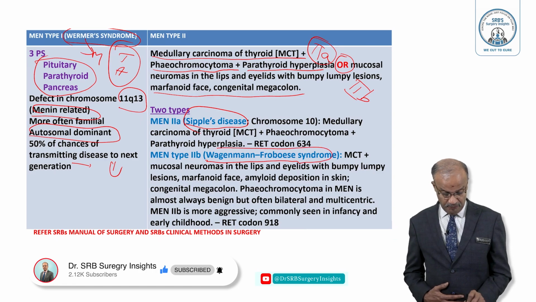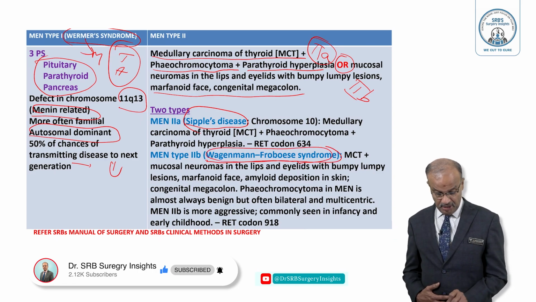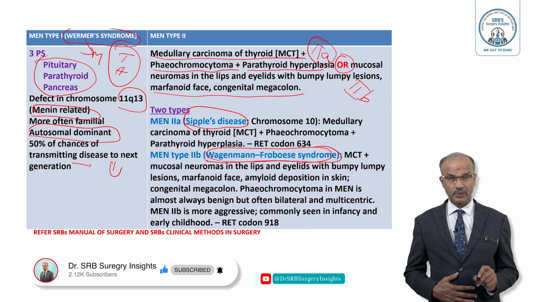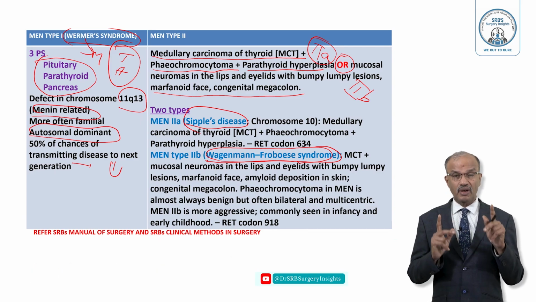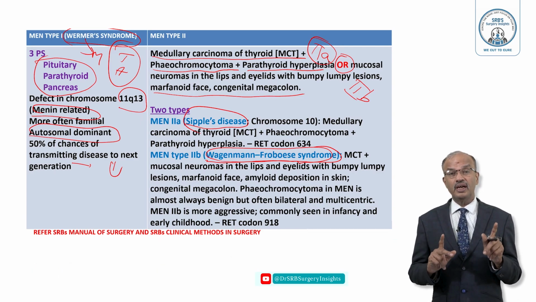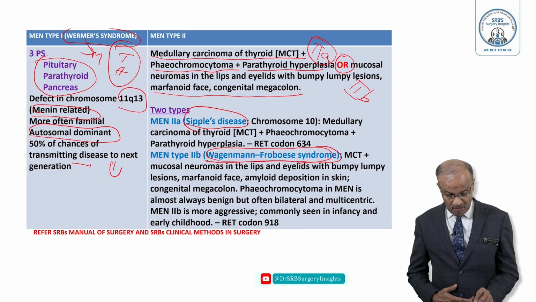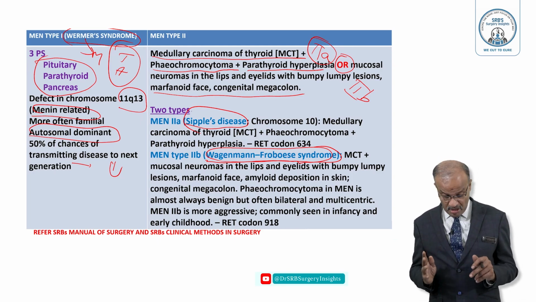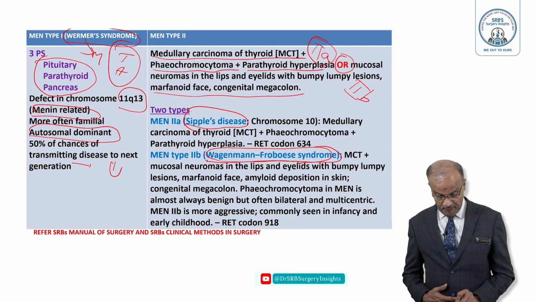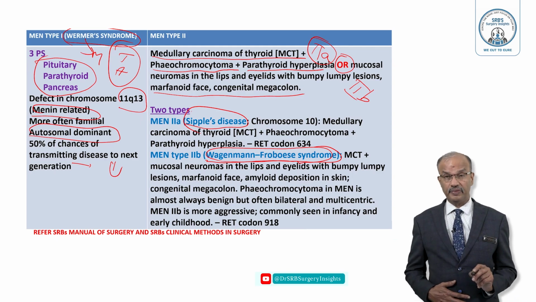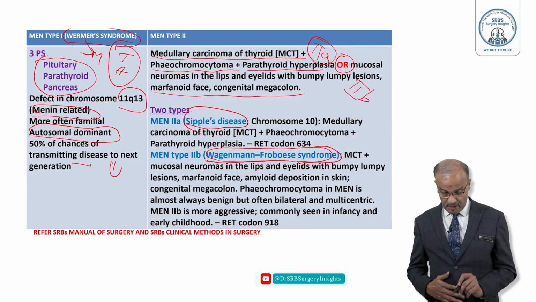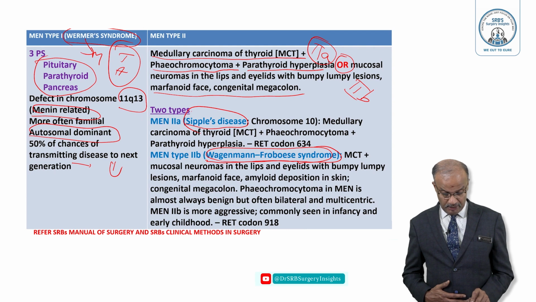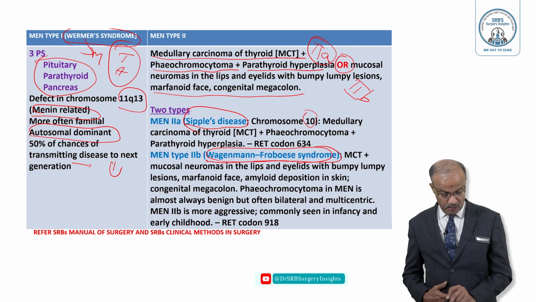Wermer's syndrome, Sipple syndrome, and Wagenmann-Froboese syndrome may be asked as MCQ. So type 1 is Wermer's syndrome. Type 2A is Sipple disease, all of us know that. Type 2B is mucosal neuroma syndrome, also called Wagenmann-Froboese syndrome. So remember type 2A, chromosome 10, I already told.